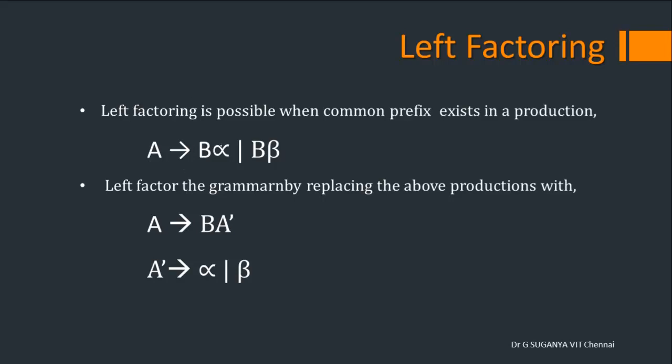So the productions will look like this. A becomes B, the common prefix part, followed by alpha or beta, which may be epsilon or may have any symbols appended to that. When you left factor, the concept is that first you complete expanding with that common prefix and then go for the next alternate. So it becomes A gives B A dash, where B is the common prefix and it needs to be followed by either alpha or beta, and hence we are introducing a non-terminal that gives alpha or beta, whichever according to our preference. So that's the meaning of left factoring.